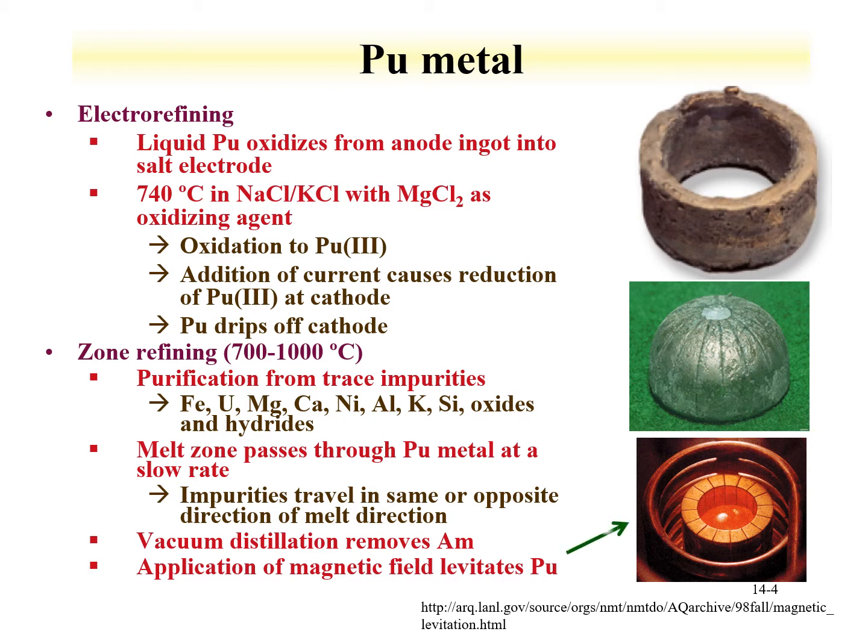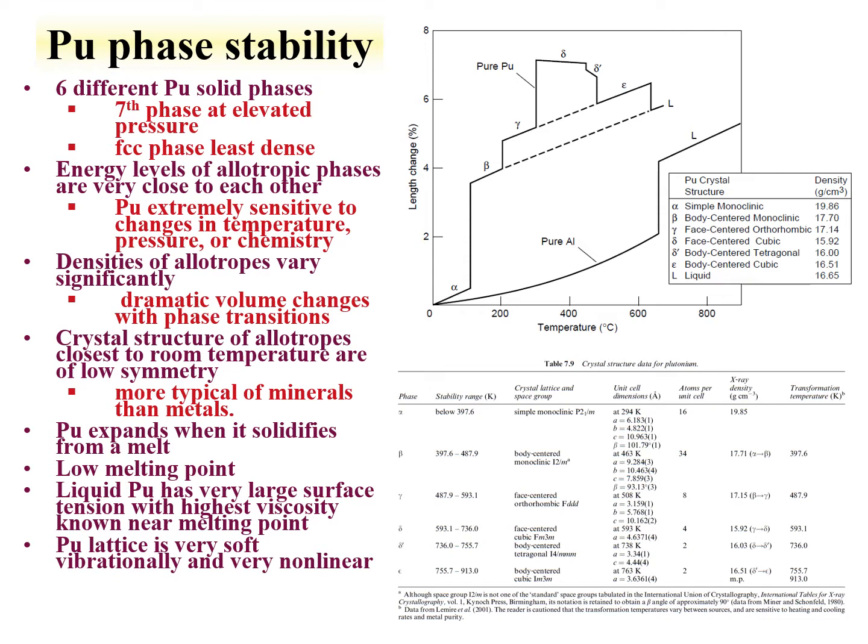Another purification route for plutonium metal is shown here, where you can do vacuum distillation of americium that would be produced from the decay of plutonium-241 in a plutonium sample. In this case, you can levitate plutonium metal in a magnetic field, heat up the sample so it becomes liquid. By putting this under a vacuum, you can distill off the americium and leave behind very pure plutonium metal. This is usually material that's used for experiments. And the reason people would be interested in making plutonium metal extremely pure is to study its fundamental properties.